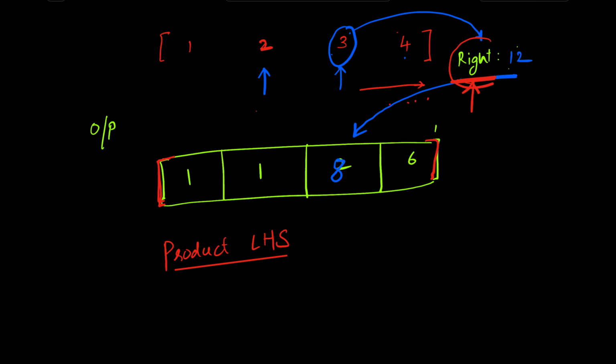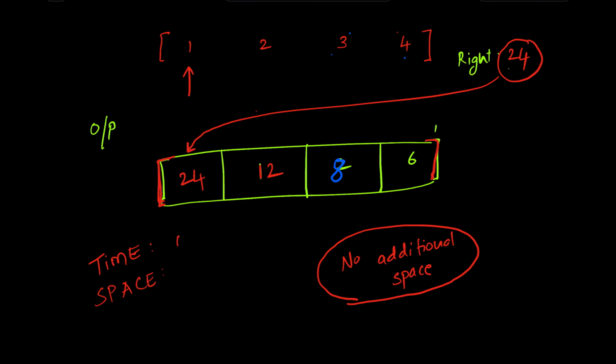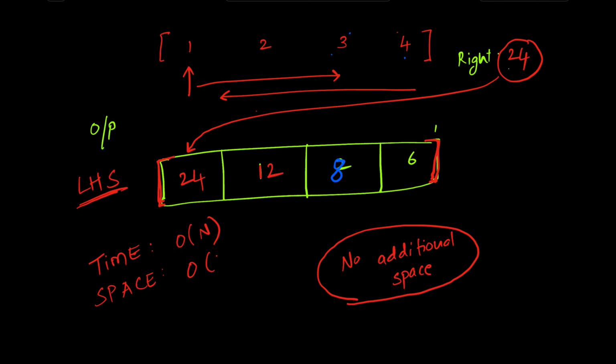With this optimization, we were able to improve our solution by avoiding to have any additional arrays to store the LHS product or RHS product. With this solution, our time complexity is O of n as we are running 2 iterations to calculate the left hand side and the right hand side product, while the space complexity is O of 1, that is constant space, as we are only using one variable to record the running product of all of the elements in the left and the right direction. I hope you were able to understand the explanation. Let me show you how we can implement this using Python.